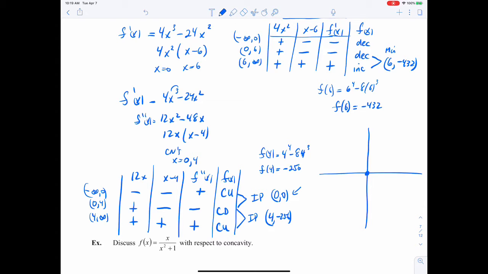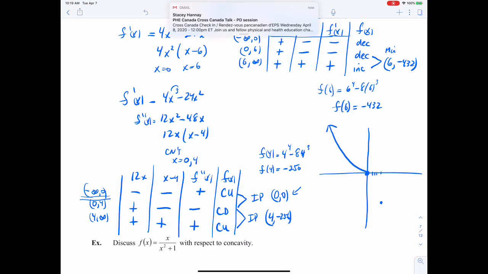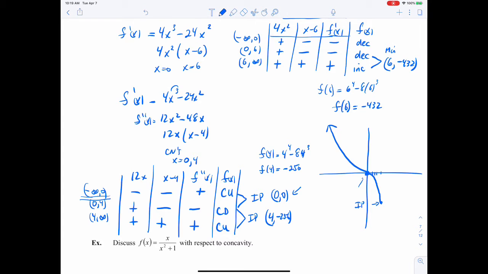We know that everywhere between negative infinity and 0 is concave up. All right, so this is all concave up here. Now we have a change in concavity at 4. So 1, 2, 3, 4, and negative 256. So what's going to happen is this was concave up. Now it's concave down. So there's an inflection point here. So we have an inflection point there and there. And then now it's going to be concave up from 4 to infinity. So the rest of this graph.